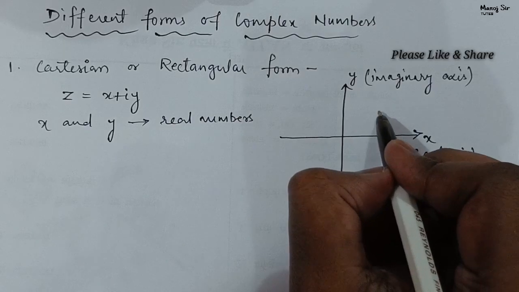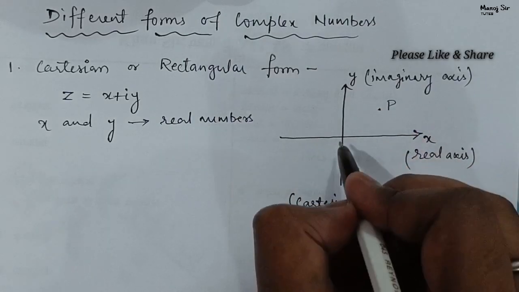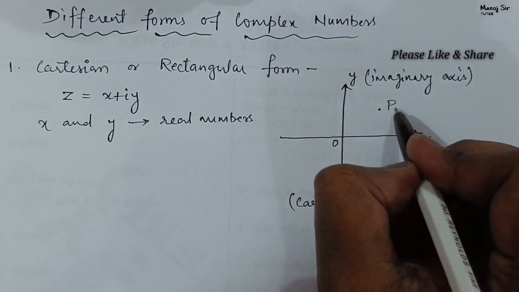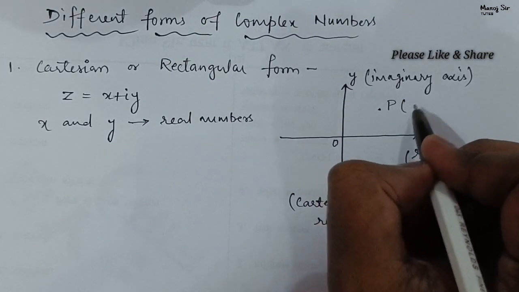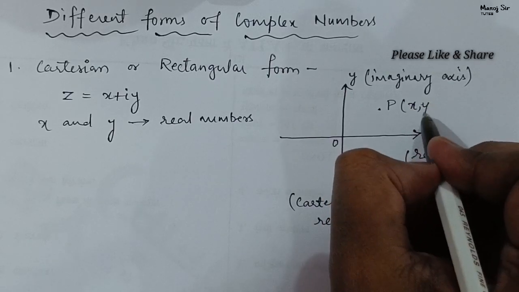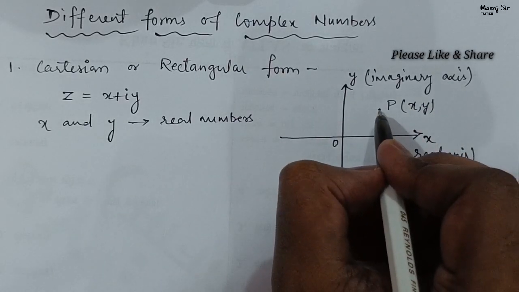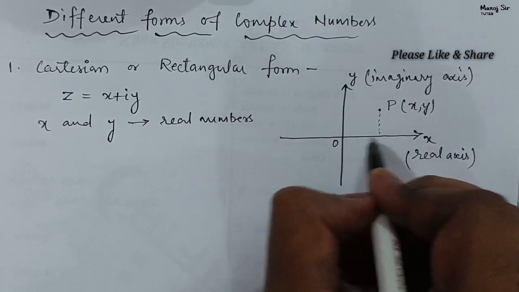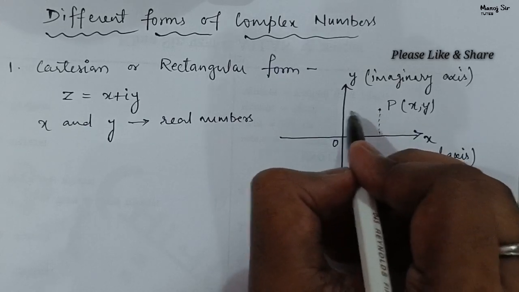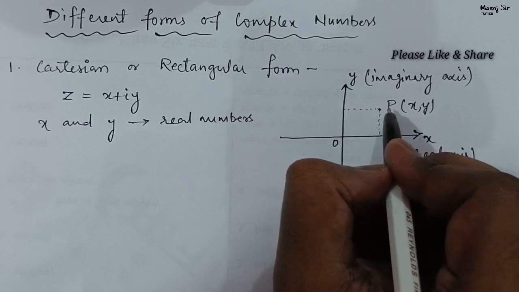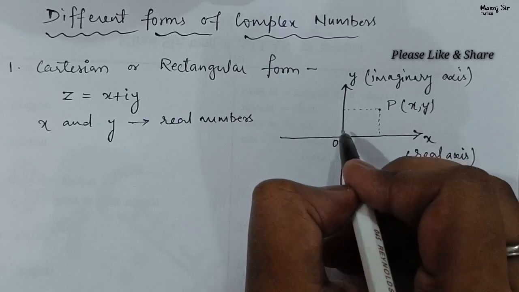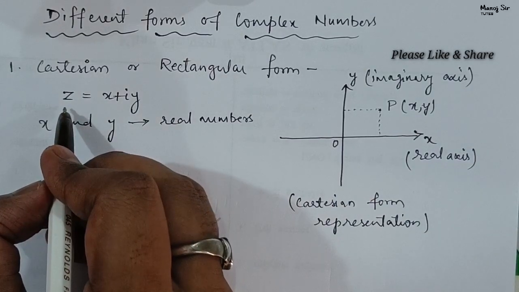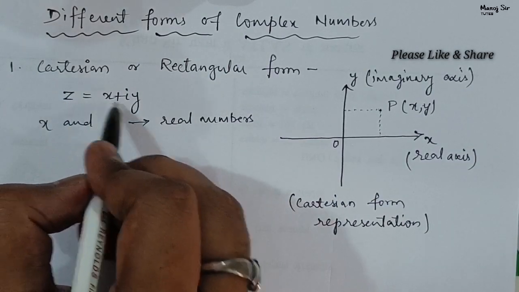Suppose we have a point P here. This point is the origin O. Now suppose the coordinate of this point is x comma y. If you project this point onto the x-axis, this distance will be x, and if you project this point P onto the y-axis, this distance will be y. So this is x, this is y. So complex number z is given by x plus iy.